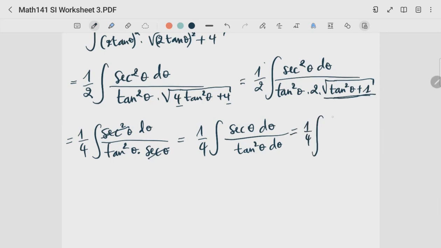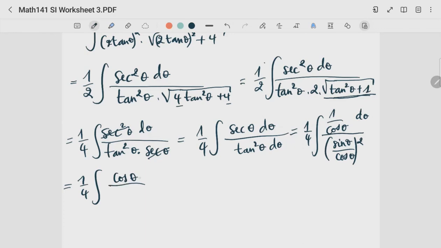So we have sec now, 1/4 multiplied into the integral of 1/cos theta d theta divided by sine theta divided by cos theta squared, right? You're dividing two expressions, so you multiply the first one by the inverse of the second one, and you should get 1/4 multiplied by the integral of cos theta over sine squared theta d theta.